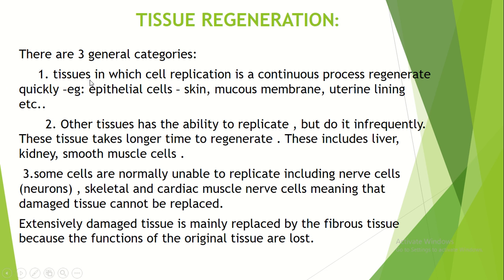So these are the three general categories. One, a continuous process that replicates continuously; the best example is the uterine lining. The second, they do it infrequently and it takes a longer time; that is the liver cells, kidneys and so on. And the last one, they cannot be reverted back and cannot be replaced, but can be replaced up to some extent by fibrous tissue.